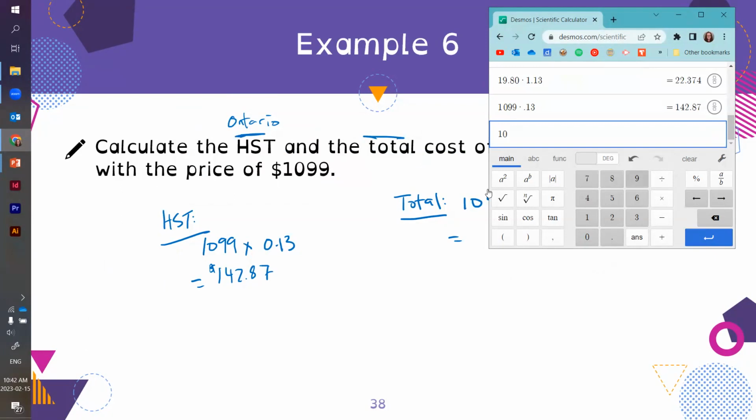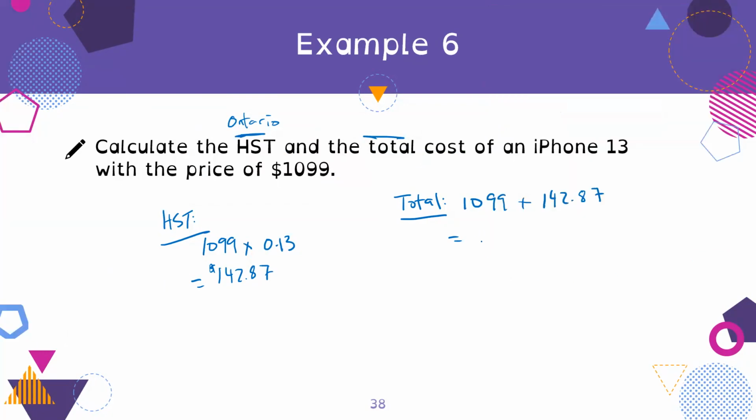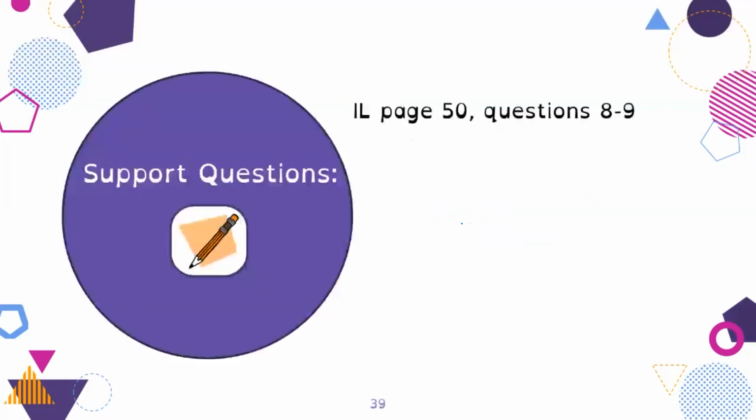what it is that I'm talking about. I find that incredibly useful, particularly so that I know that you know what you're talking about. I don't have to search through to guess. You don't have to do labels, but I find labels can be super useful. So that ends up being $1,241.87. And that is, we have both our HST and our total. So now you can do the support questions on page 50, questions 8 through 9.